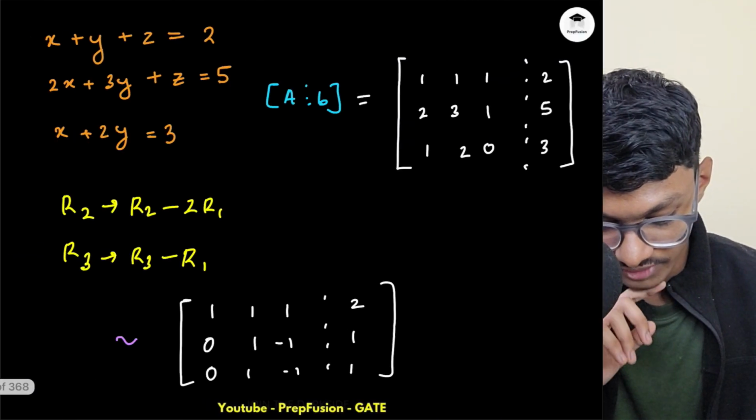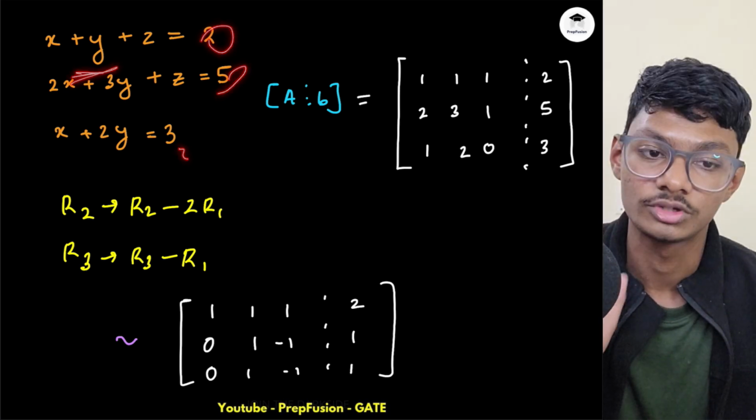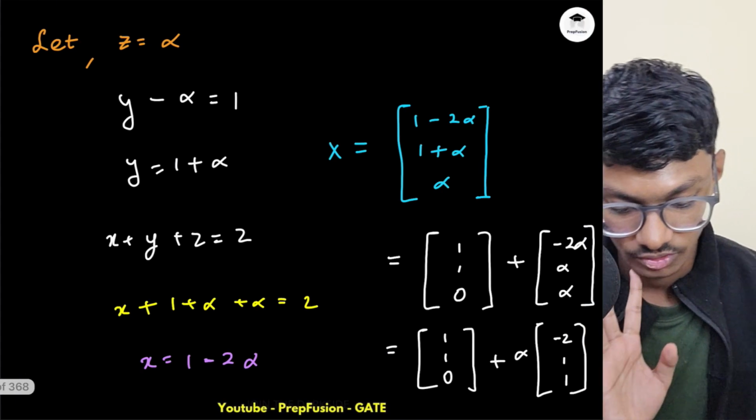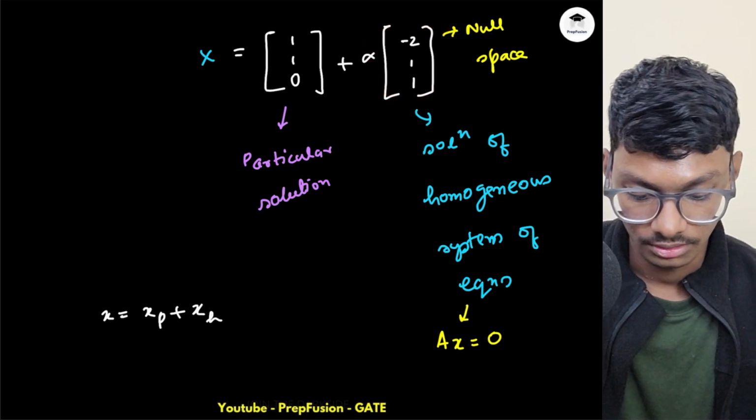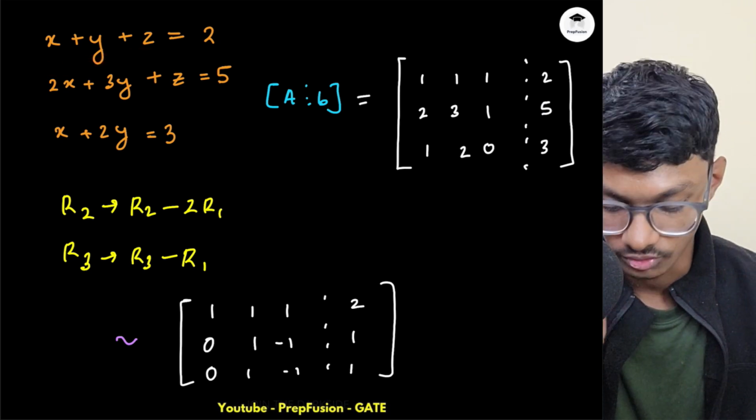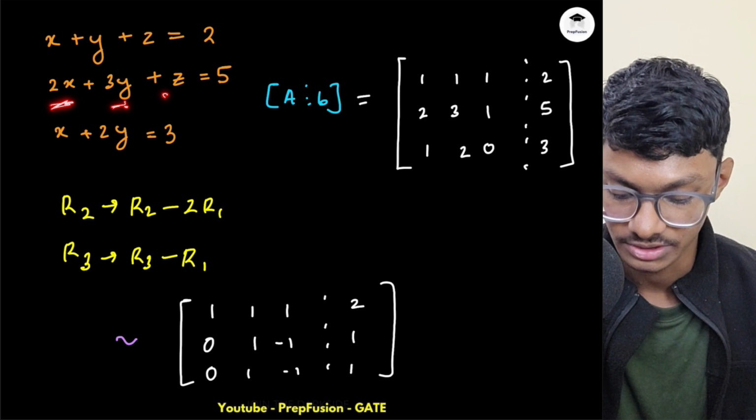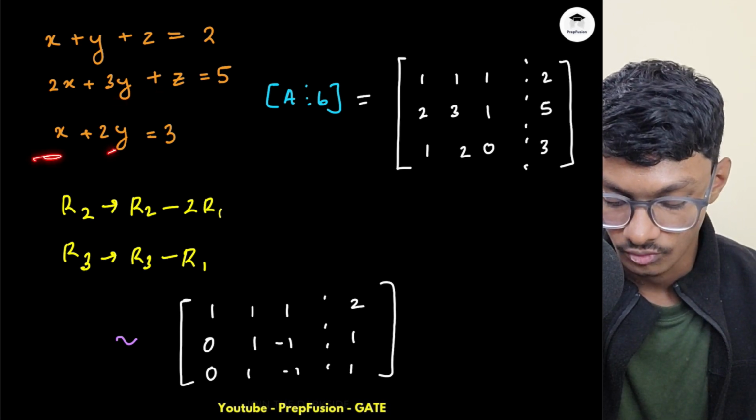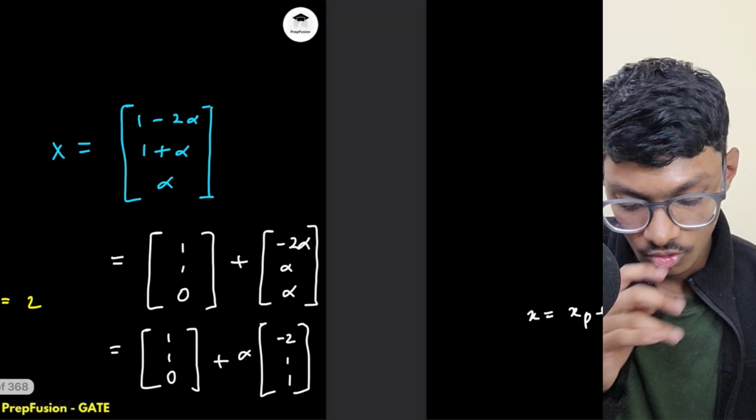Now, if the right-hand side has all zeros, then what should I put in x, y, and z? So, x, y, and z, I should put like this: minus 2, 1, 1. If I put minus 2, 1, 1, this is satisfying, this is going to 0. This is minus 2, minus 4, plus 3 and plus 1, 0 again. Minus 2 and plus 2 is 0 again. So yeah, this is about the homogeneous solution.